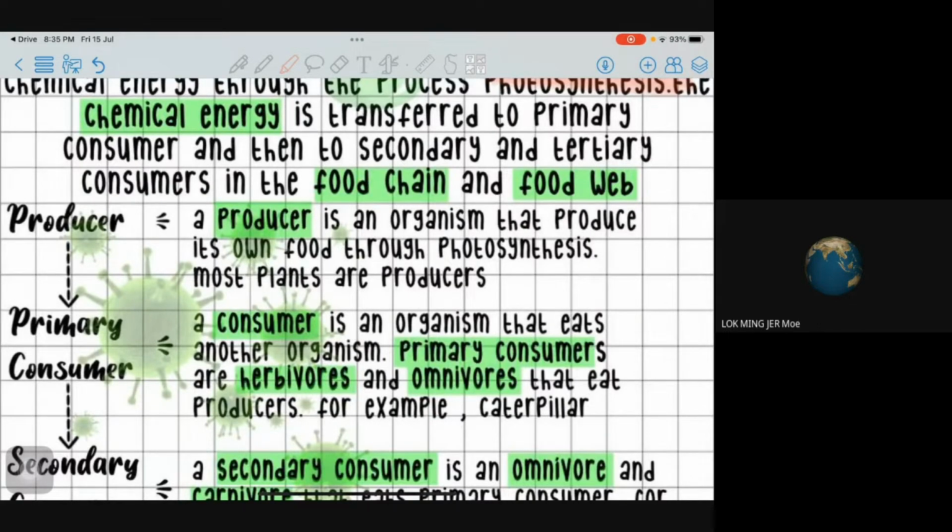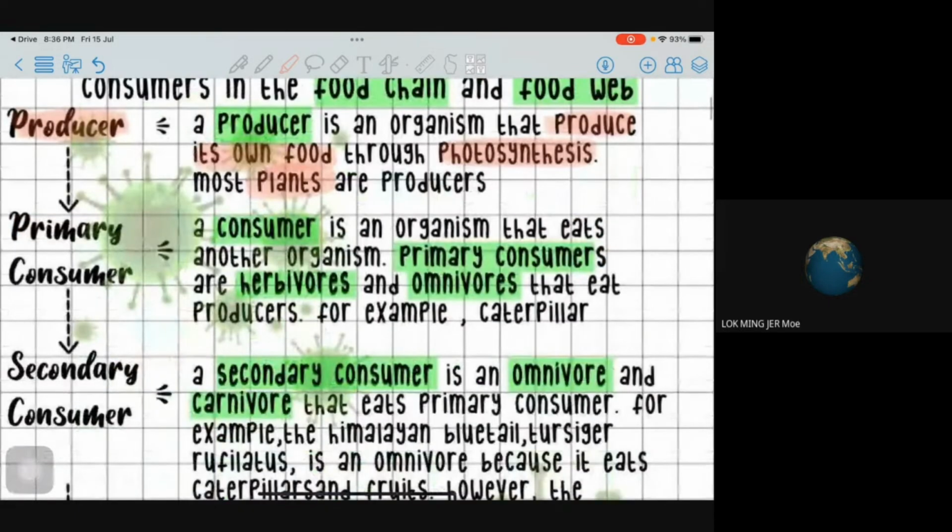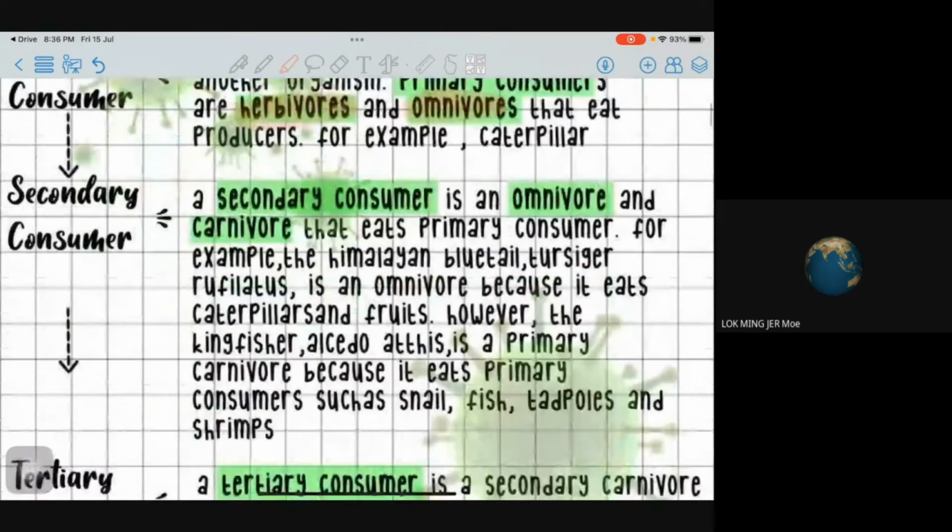producer. The producer is the one that can make their own food, for example, plants. So the producer is the organism that produces its own food through photosynthesis, which is mostly plants. After the producer, we have the primary consumer that eats the producer. So the primary consumer is an organism that eats another organism, and is herbivore or omnivore because they eat plants. For example, caterpillars.